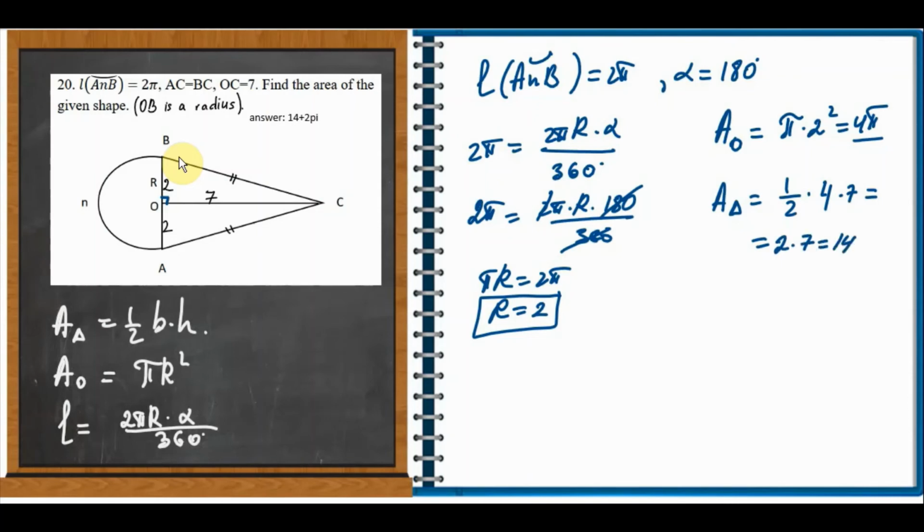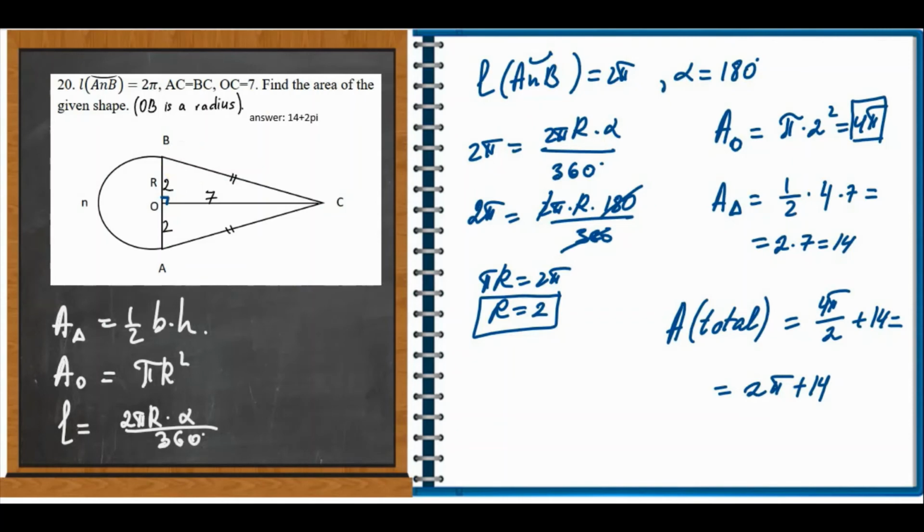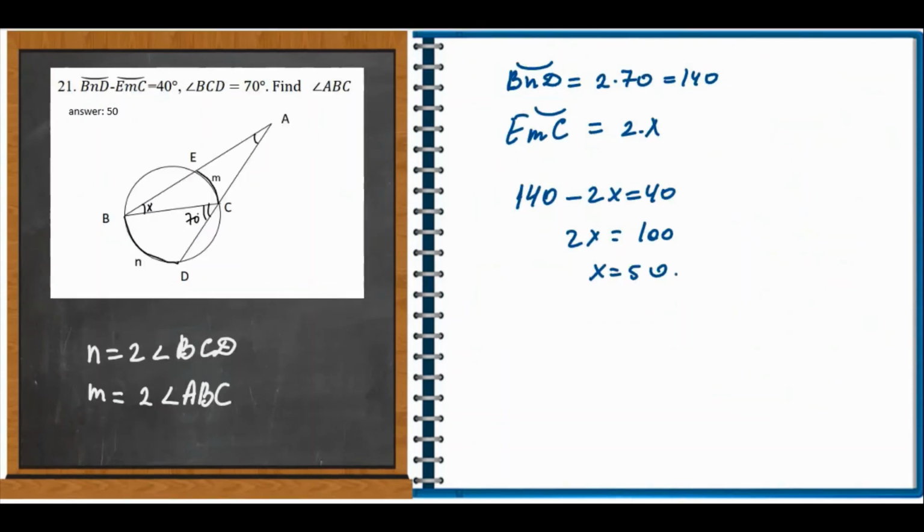In order to find total area, we need to find the sum of circle, not circle, that's semicircle. So 4 pi divided by 2 plus 14. It's going to be 2 pi plus 14. So the correct answer is 2 pi plus 14.